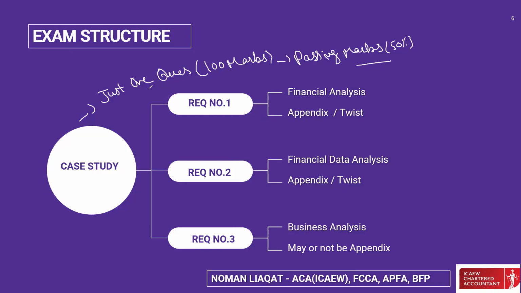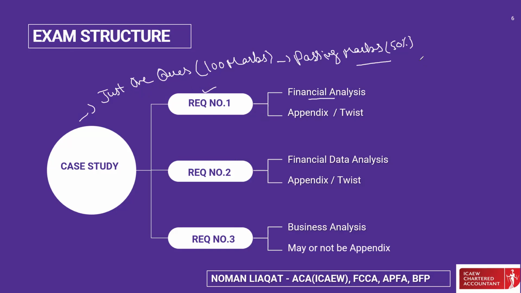But this one question is divided into different portions basically. First of all, we have requirement number one. What is requirement number one? Requirement one is basically about financial analysis. How we have to perform the financial analysis, we will discuss later on in our detailed session.